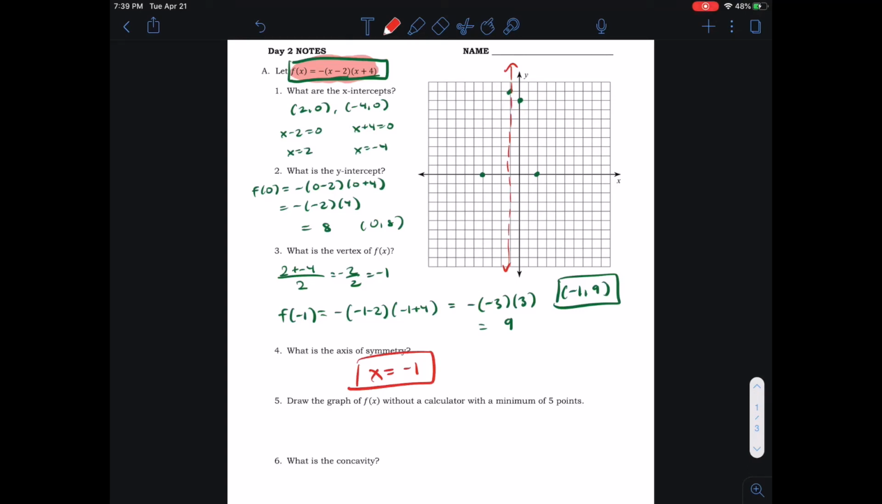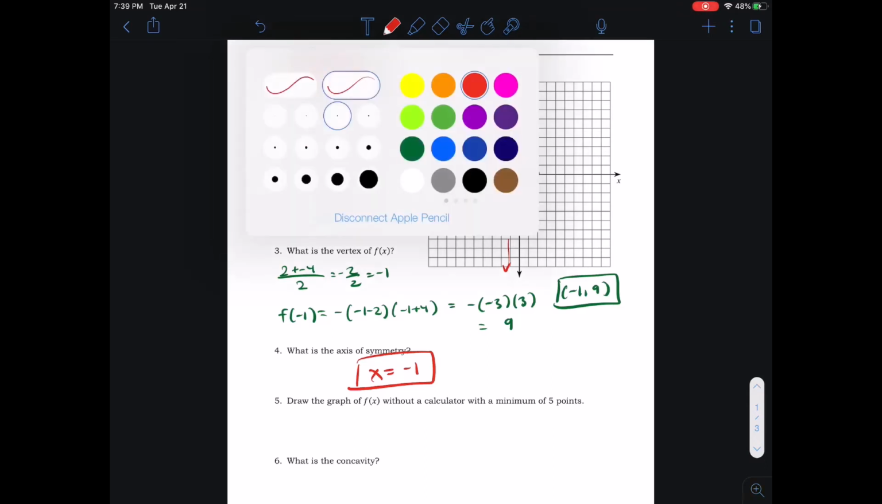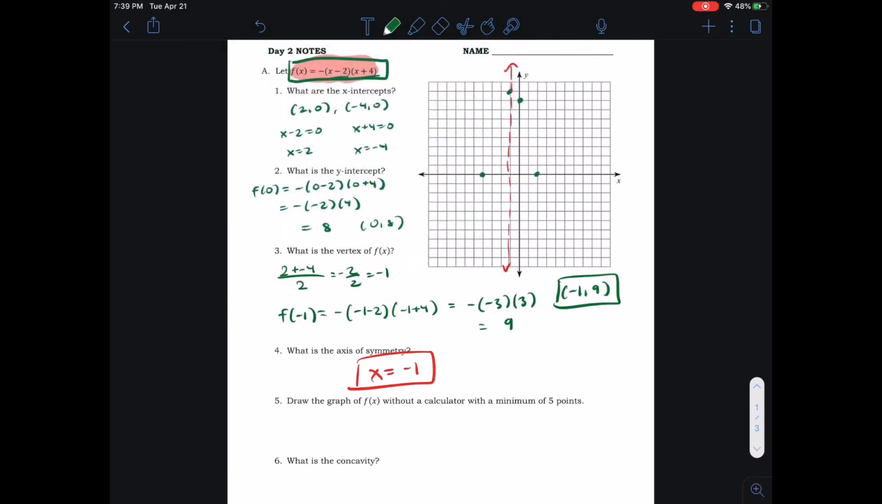Now they wanted us to draw a graph using a minimum of 5 points, but if you notice, based on everything we found, we already have 4 of the points. To find the 5th point, we'll use symmetry. If you notice here, I have this point right here, 0, 8, my y-intercept. If I go to the left 1 unit of the axis of symmetry, I'll get my other point. Always use the fact that the parabola is symmetric about the axis of symmetry. You can always get free points without having to plug anything in for x, okay?